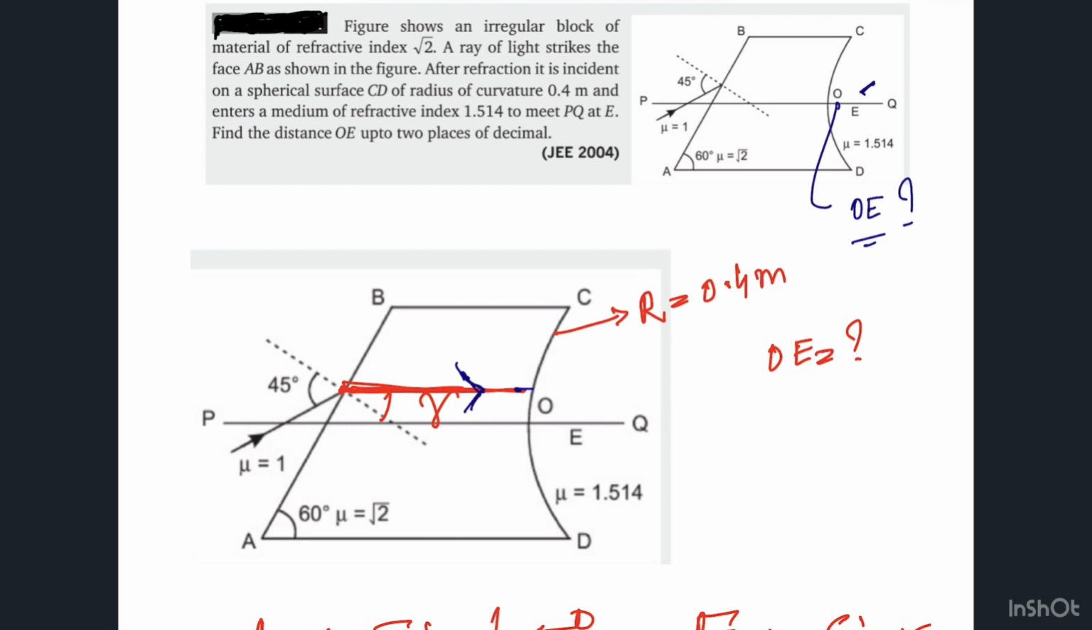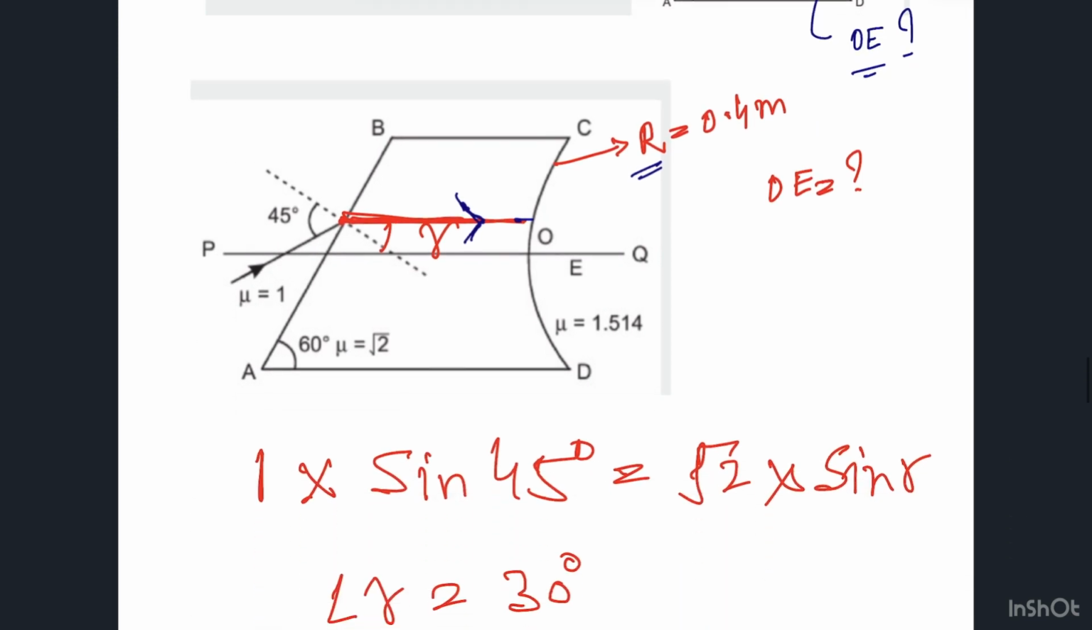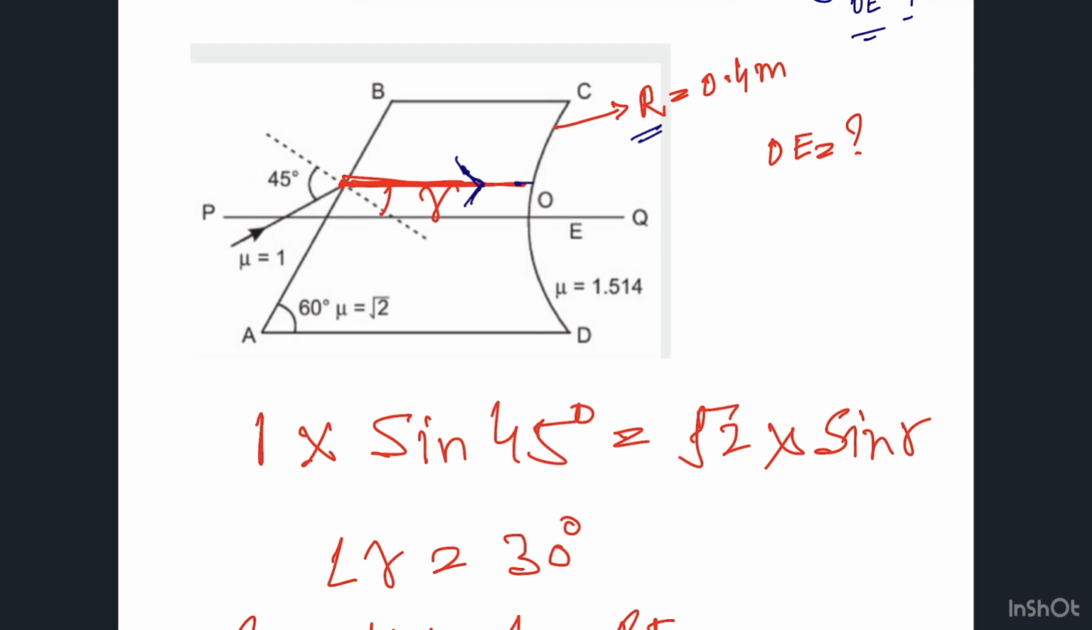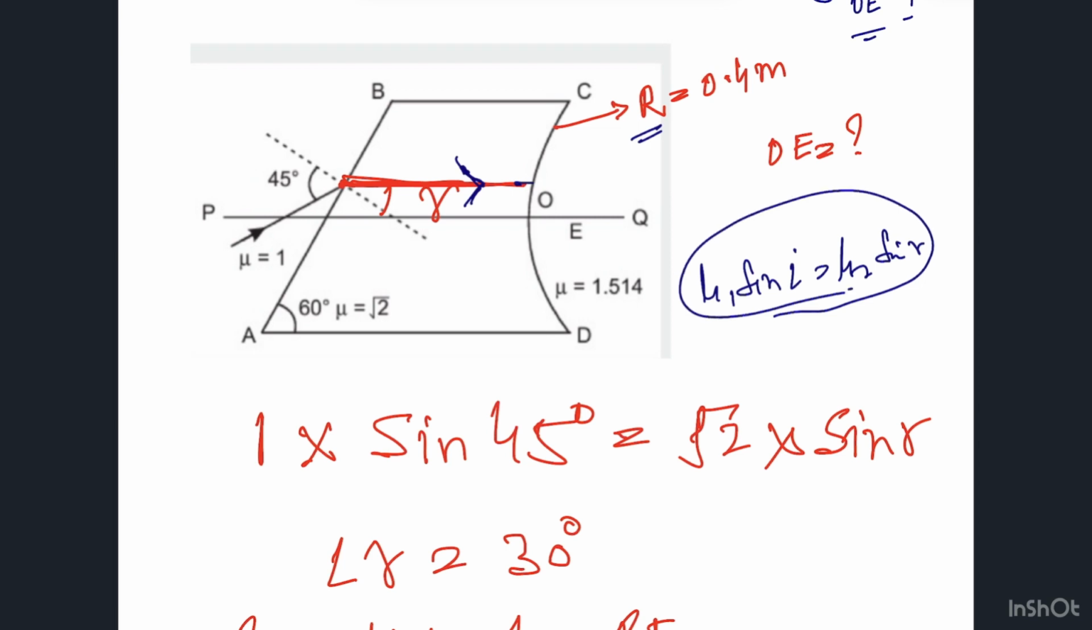spherical surface CD whose radius of curvature is given. So first of all, let us see what happens to the incident ray when it falls on the face AB. It will get refracted and from this formula, that is mu1 sin i is equal to mu2 sin r, as you know Snell's law, we can find out what is angle r. Angle r is basically coming out as 30 degree.